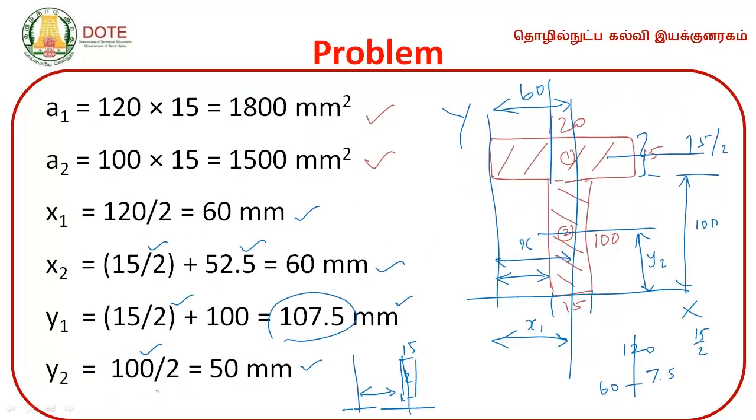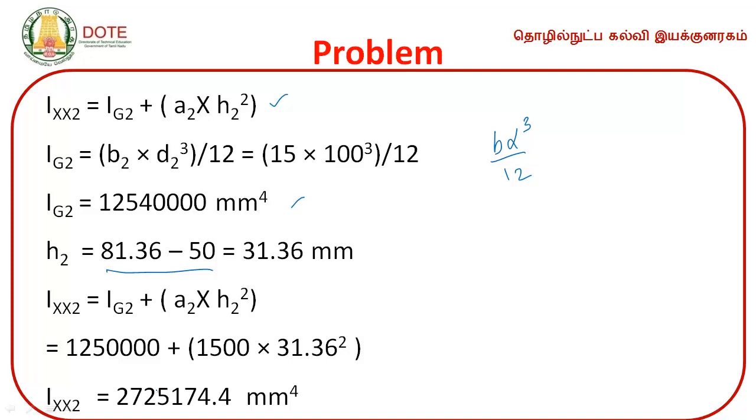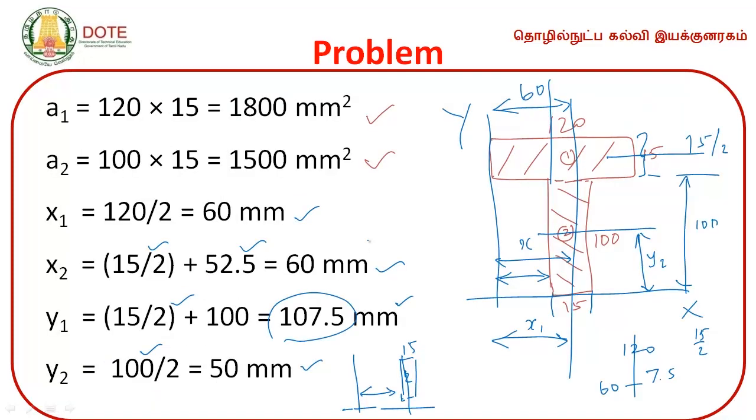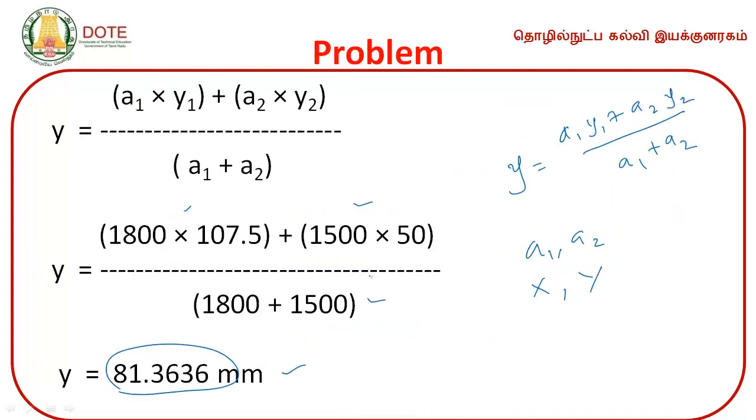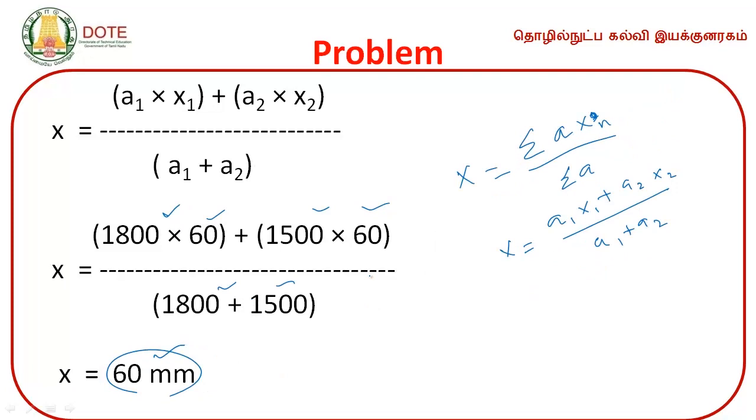And x1, what you have calculated? It is going to be 50. x1 is 120 divided by 2 and x2 is 15 by 2, 52.5. This is going to be 60 mm. The x value we have calculated as 60 mm.